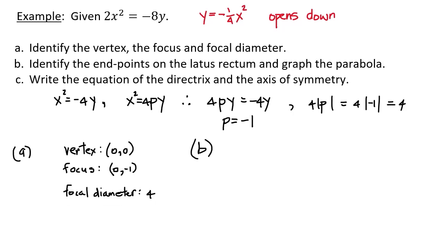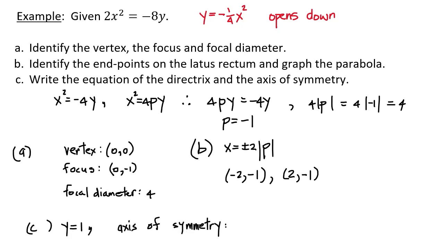So I know the x-coordinate of the endpoints of the latus rectum that are on the parabola will be ±2 times the absolute value of P, so that's just going to be ±2. So I'm going to get -2, -1, because it has to go through the same line as the focus, which is y equals -1, and +2, -1. The equation of the directrix will be y equals 1, y equals -p. The axis of symmetry is x equals 0.